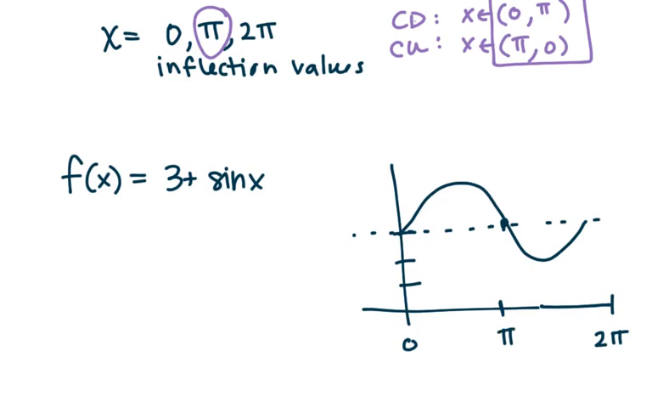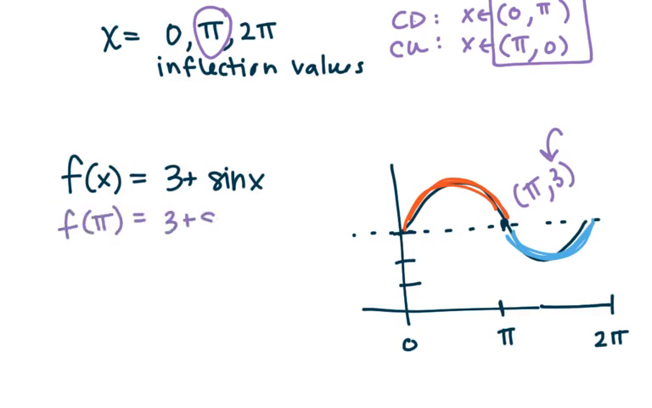So you see it is concave down like a frown for the first half, and then the second half of my curve, it's concave up like a cup. And that inflection point in here is occurring at pi, 3. And I get that output value by plugging pi into my original function. So sine of pi is 0, f of pi equals 3.